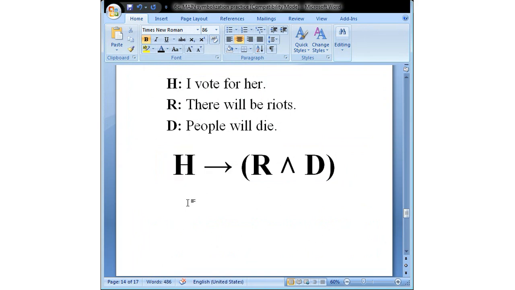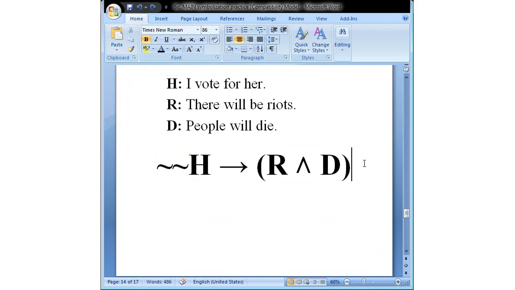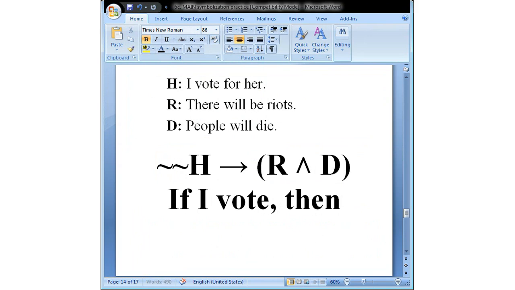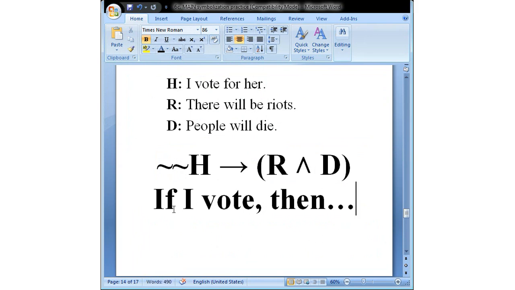So just to be clear, right? You got it right. Essentially, what I'd be saying is, if I vote, right? The if matters. If I vote, then these two bad things are going to happen. The if matters here. You're not actually saying you voted. Once you have an antecedent, you're not committing to it.